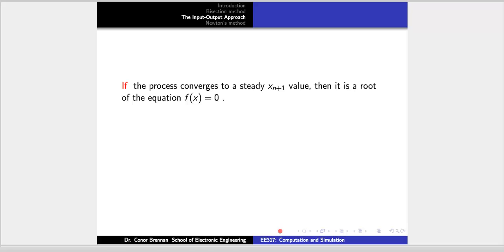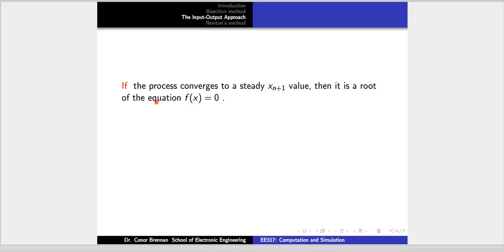Now, some caveats about this. If the process converges to a steady xn plus 1 value, so it stops updating, then we found a root. But that's an if, because it may not converge. It may keep on going forever. There's no guarantee. This algorithm is not as dependable as the bisection algorithm. The bisection algorithm is a bit stupid, but it's kind of honest and it keeps on plowing ahead. It can get you an answer. This one here will go crazy on you. It could give you a crazy answer altogether. So we'll need to be a little bit more careful.